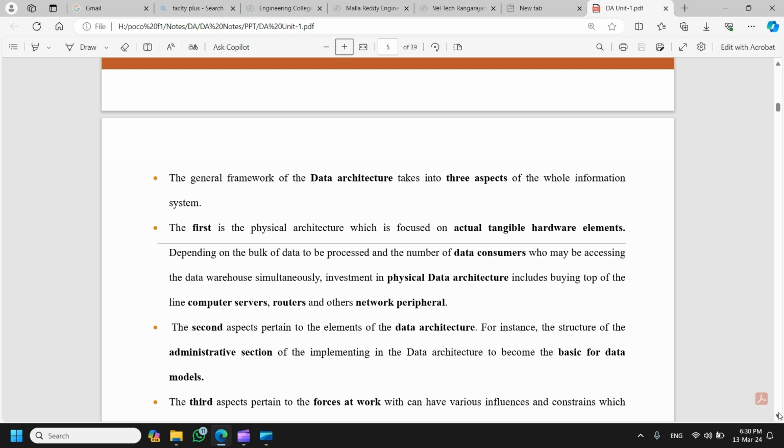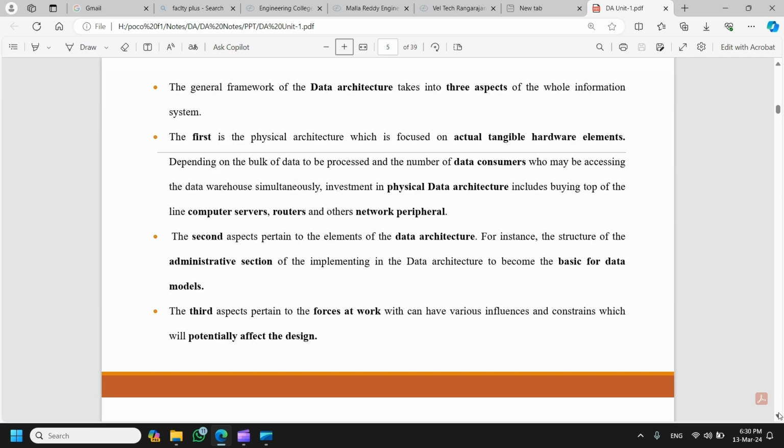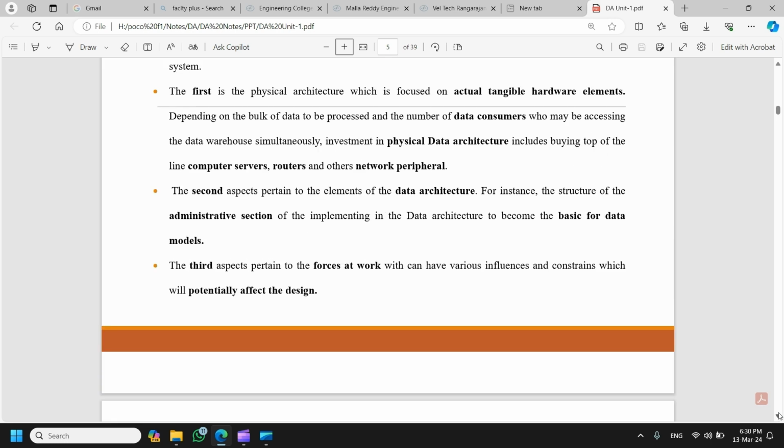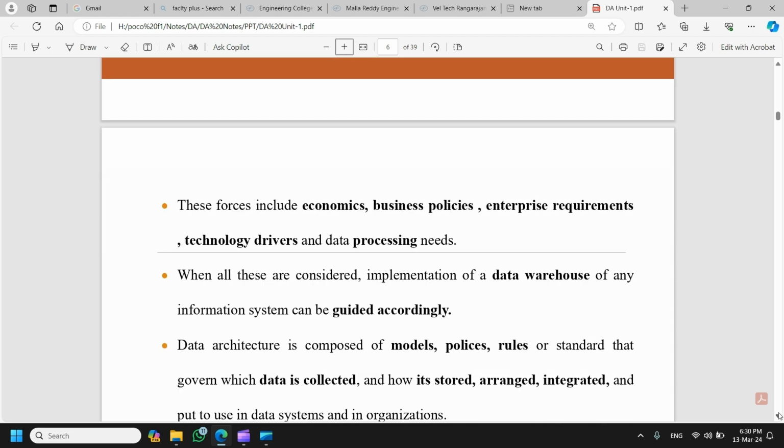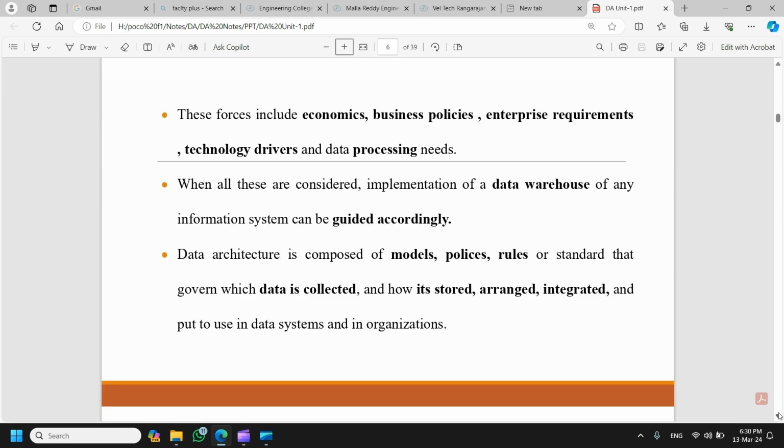The second aspect is the structure of the administrative elements required for implementing the data architecture, which become the basis of the data models. The third aspect is the forces at work. There are various influences and constraints that potentially affect the design. These forces include economics, business policies, enterprise requirements, technology drivers, and data processing needs. All of this is considered when implementing data warehousing and information systems.